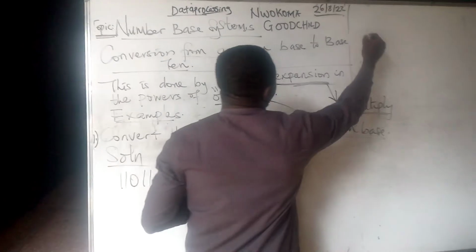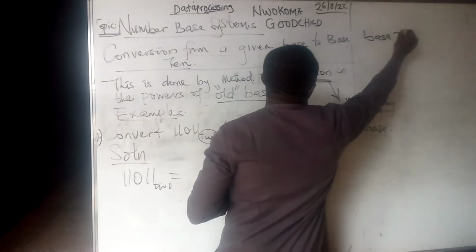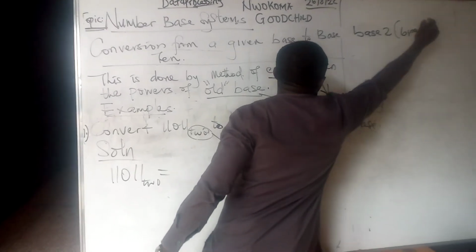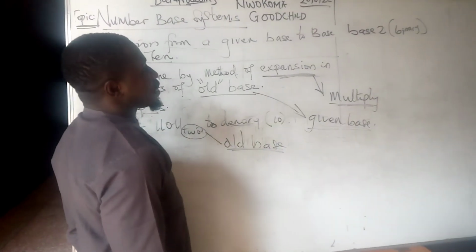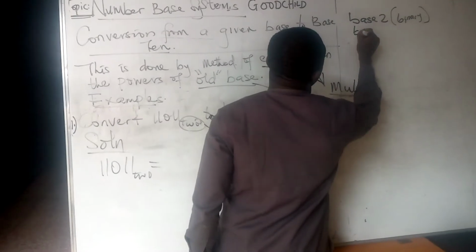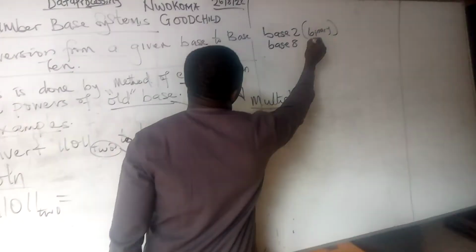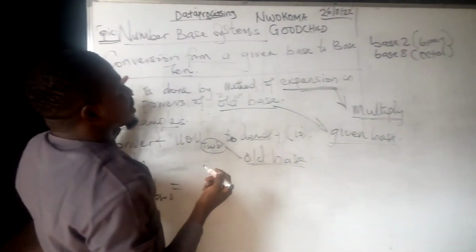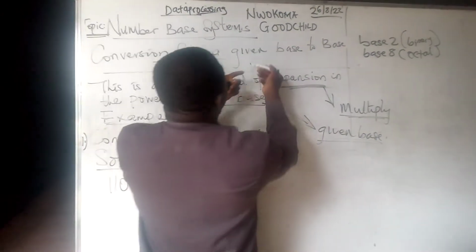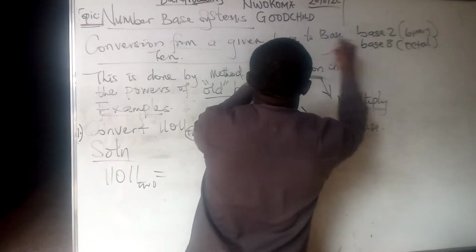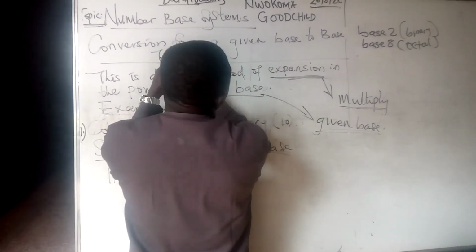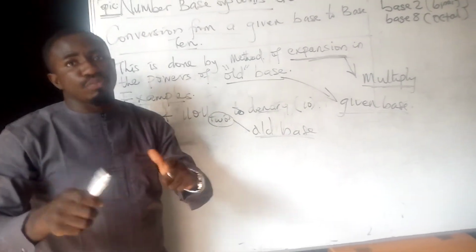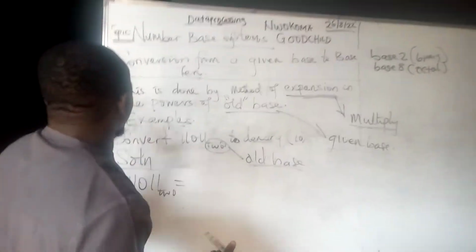It can be base 2, which we say is binary. It can be base 8, which we say is octal. So we are going to look in this class at how to convert from a given base, which can be base 2 or base 8, to base 10. And don't forget, in the last class I told you that base 10 can also be called what? Denary. So we are going to look at how to do that.